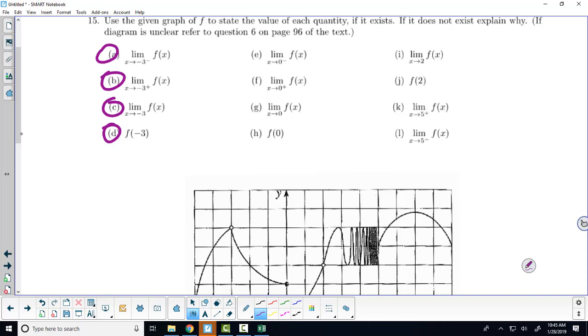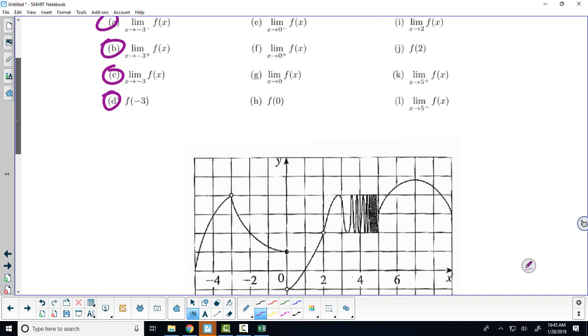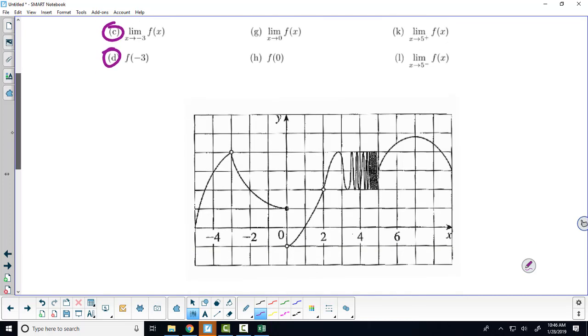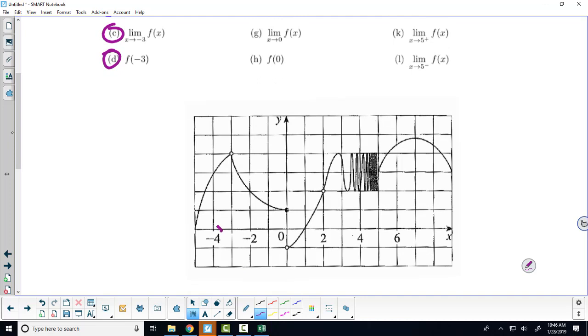Okay. So letter A here says to find the limit as x approaches negative 3 from the left. In this case, if you messed it up, you're going to get the right answer. But let's go ahead and show what we mean by that. We're approaching negative 3 from which way? From the left. And so what are our y values doing? They appear to be approaching the y value of, what is that? I believe that's 4.